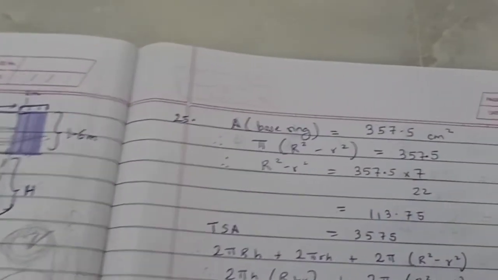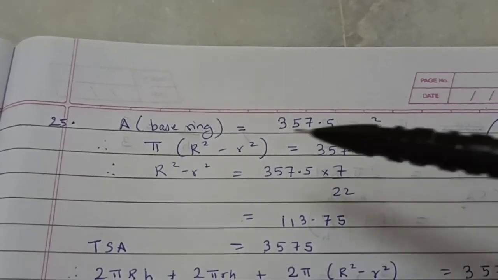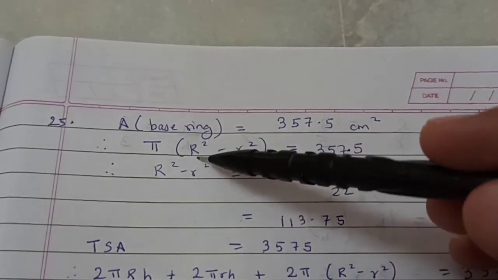Let's write the data first. Area of the base ring is given as 357.5, but area of base ring formula is pi (R squared minus r squared).